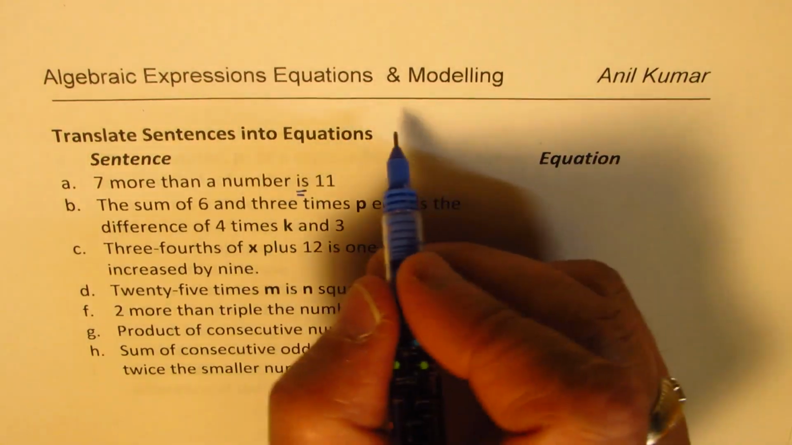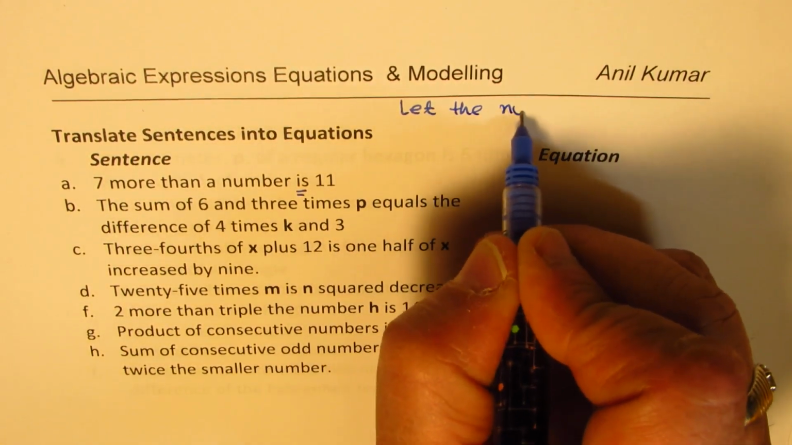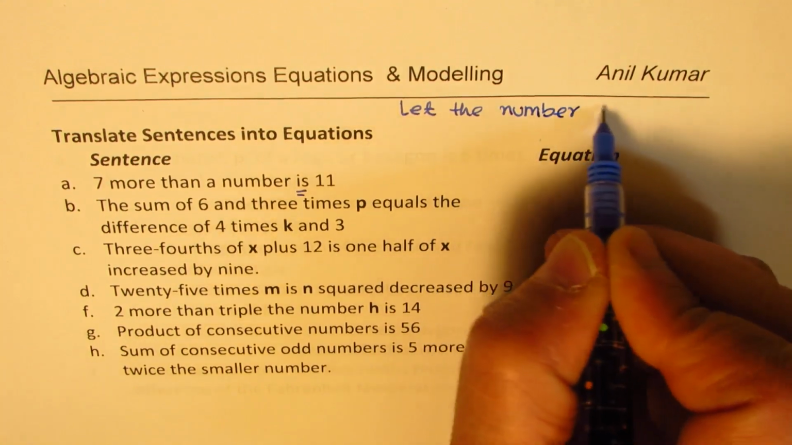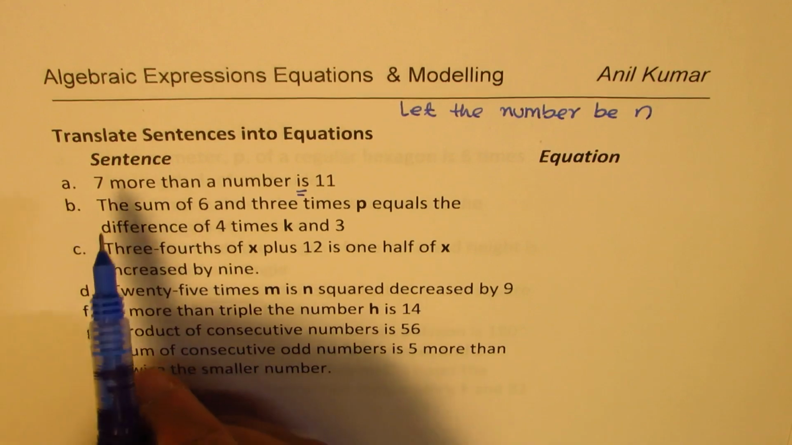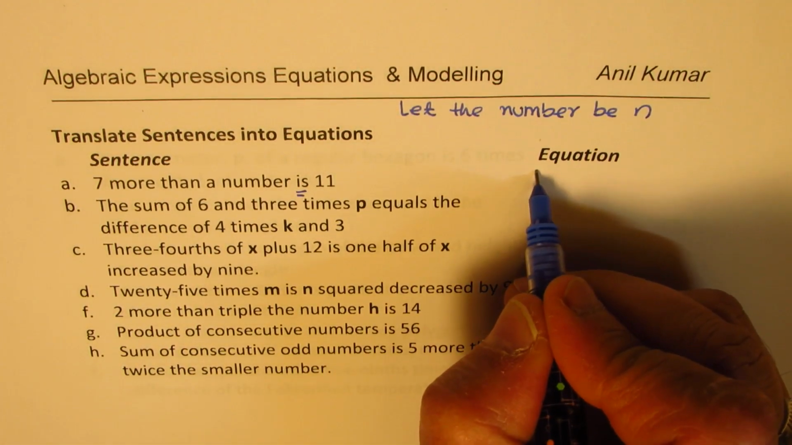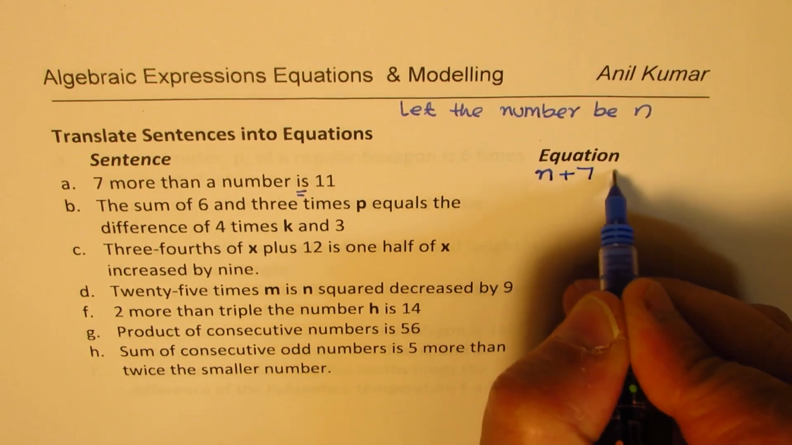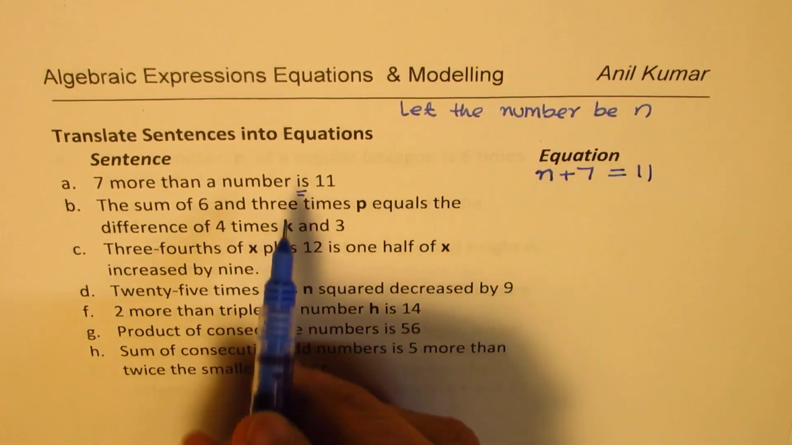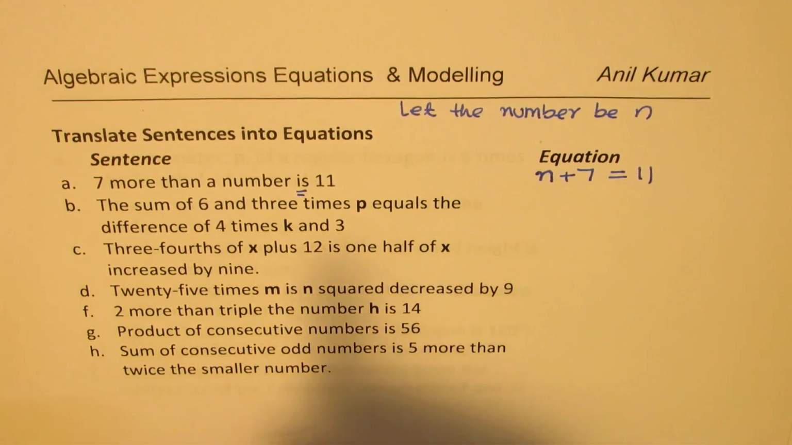So our number is n. Let me define, let the number be n. It's very important to define your variables. 7 more than a number is 11. That means 7 more than a number, so the number comes first, n plus 7 equals 11. So "is" will always translate to the equal to sign.